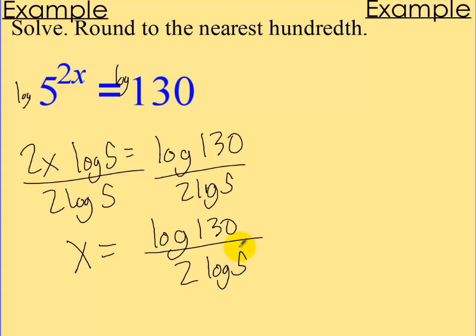And if you plug that into a calculator, and if you wanted to simplify the 30 over 5, you could. We don't need to do that right now. So I'm going to do log of 130 divided by 2 log of 5 into my calculator, and it looks like I get approximately 1.51. All right, next, and that's it. Boom.